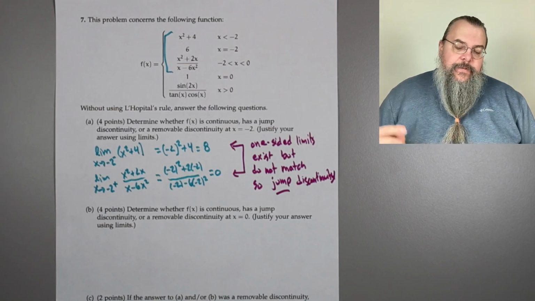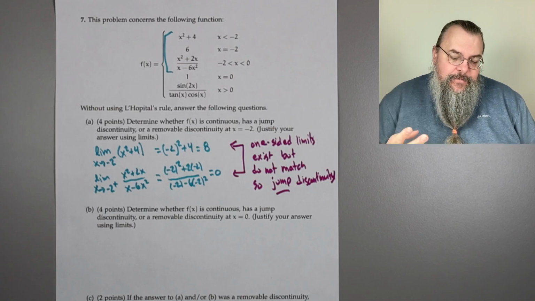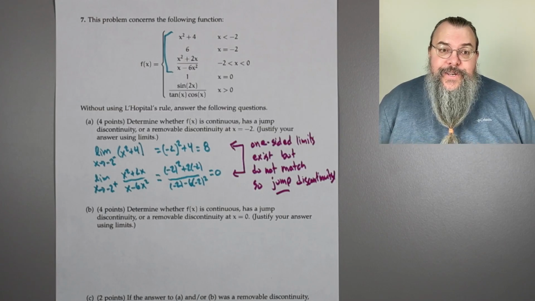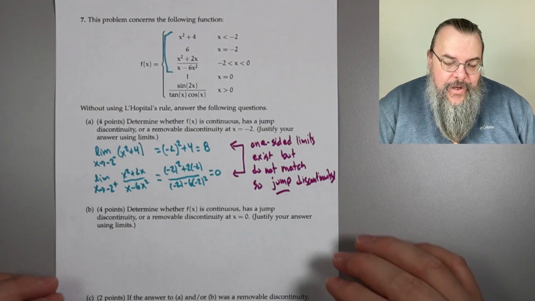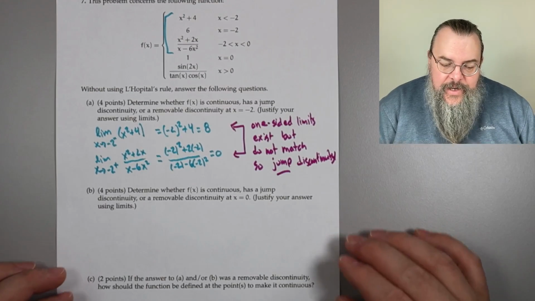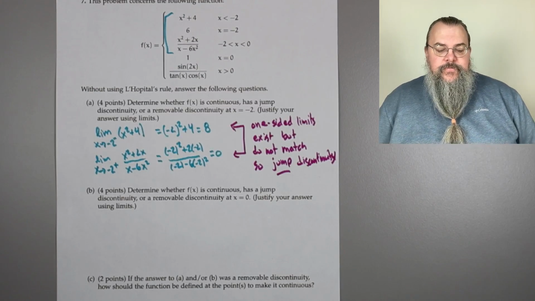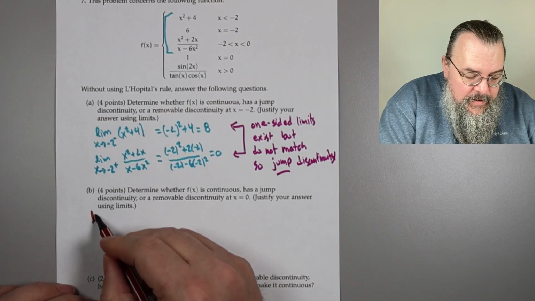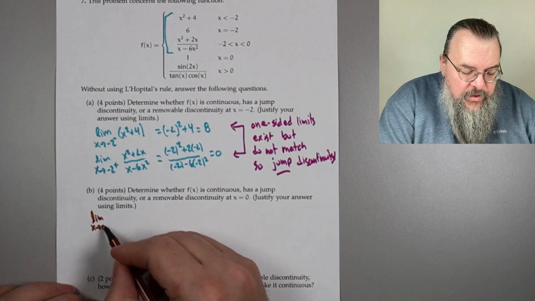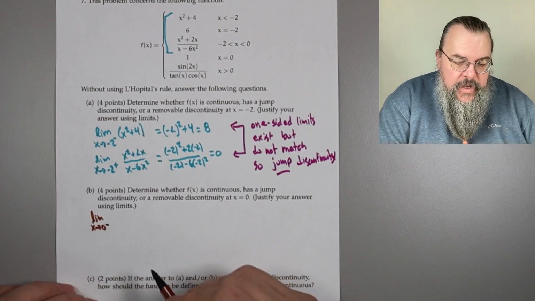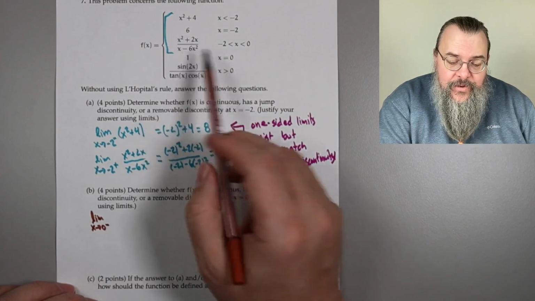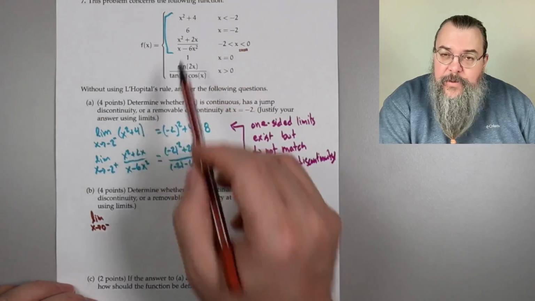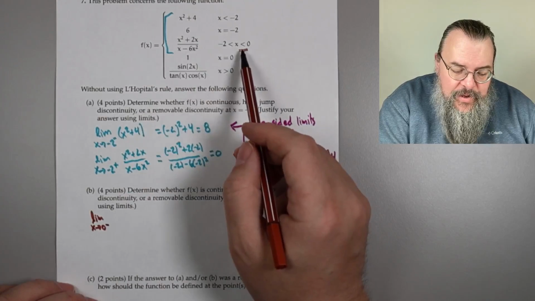Determine whether f of x is continuous, has a jump discontinuity, or a removable discontinuity at x equals 0. All right, same game. So now we're going to say, well, what's going on at x equals 0? Okay, so the limit as x goes to 0 from below. Now, that's below 0, right? Notice here we're just below 0. So we're looking at this piece. We don't look at the 6 with x squared plus 4. Those are far from 0. The part just below 0.